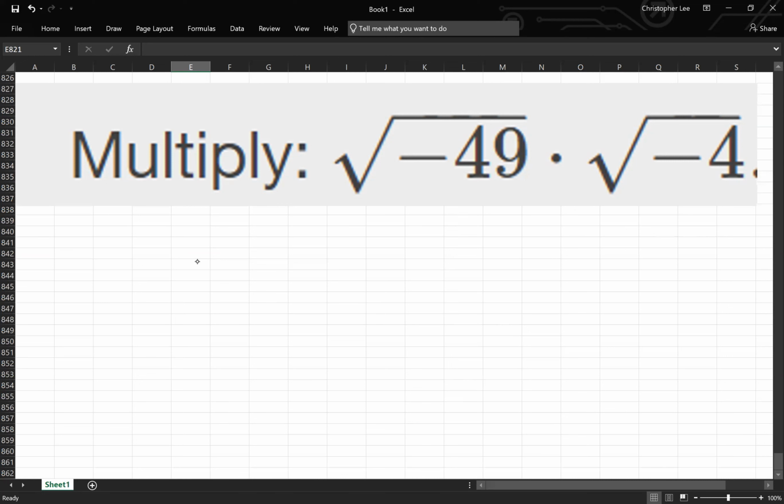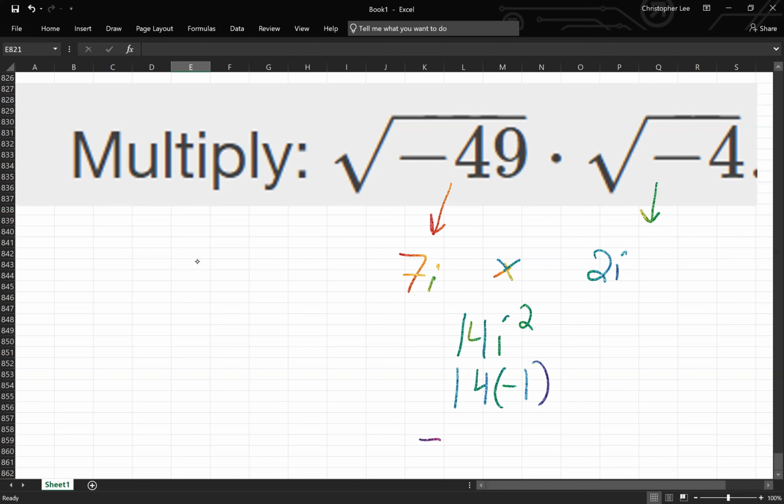All right, let's take a look. Square root of negative 49 becomes what? 7i, right? And then the square root of negative 4 is 2i. And then what do we get when we multiply them? 14i squared, which becomes what? Very good. Questions on that? Good.